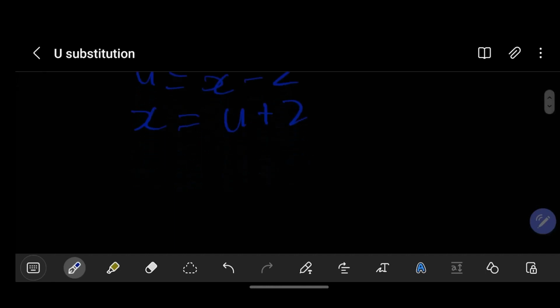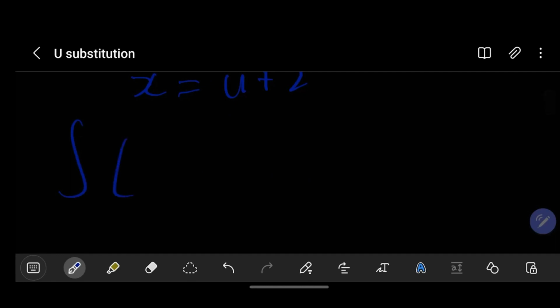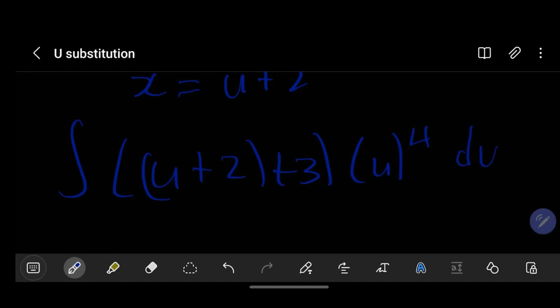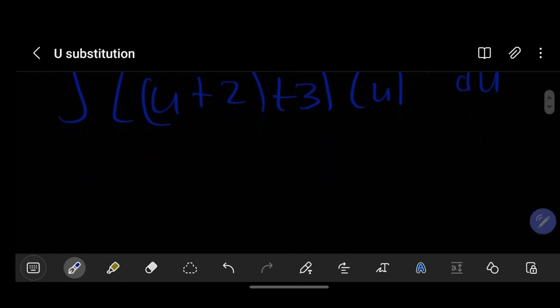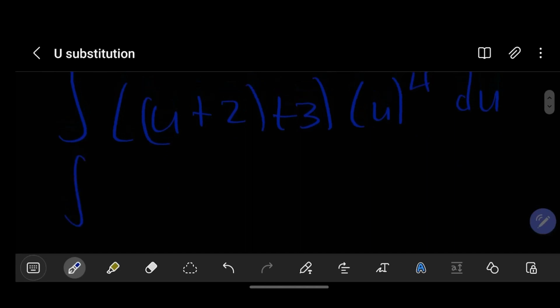Now, let's substitute back in terms of u. So we'll have the integral of u plus 2 plus 3 u raised to the 4th du. Okay, we have everything in terms of u, but we first need to simplify because right now we can't really tell which rule we need to use. So we know this can be rewritten as u plus 5.